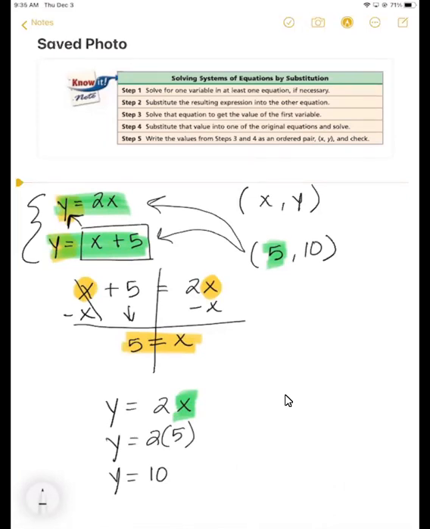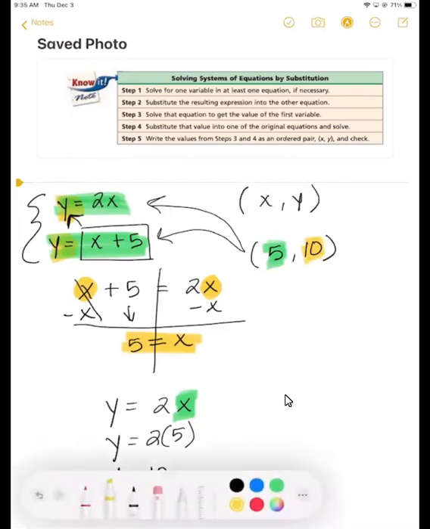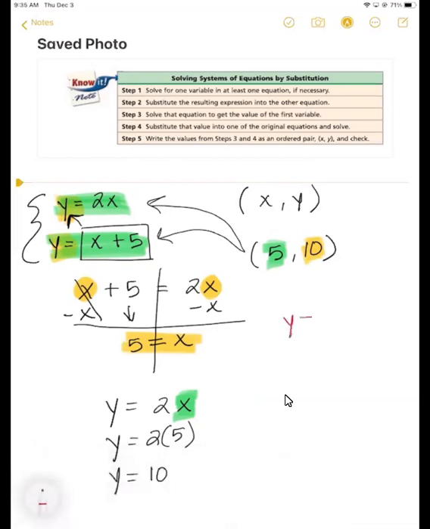Now, it says for the last step that we need to check our work. How we check our work is by substituting both of these numbers where they go for x and y. So the first one is y equals 2x. I'm trying to see if I get the same number on each side. So if y is 10 and x is 5, 10 equals 5 times 2, which is 10. So that one checks out.